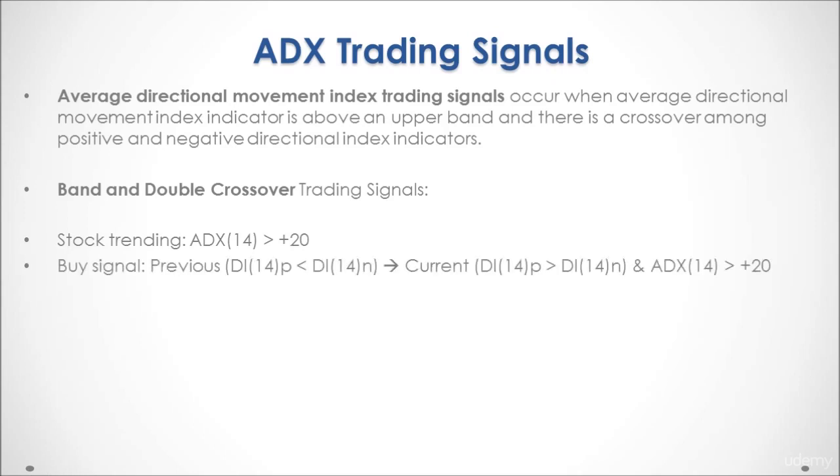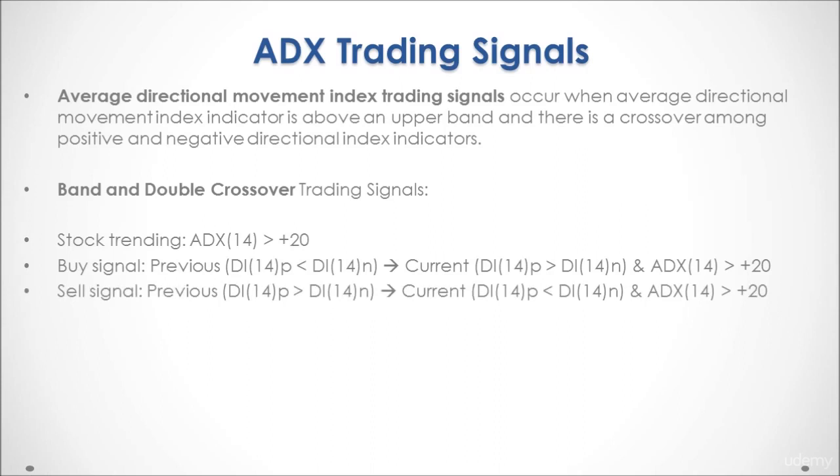And we have a buy signal if the previous positive directional index was below the negative directional index and then the current positive directional index is above the negative directional index, and this is confirmed by the average directional movement index being above +20. On the other hand, we have a sell signal if the previous positive directional index was above the negative directional index and then the current positive directional index is below the negative directional index, and this is confirmed by the average directional movement index being above +20.